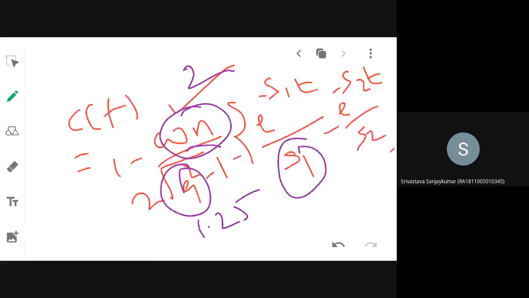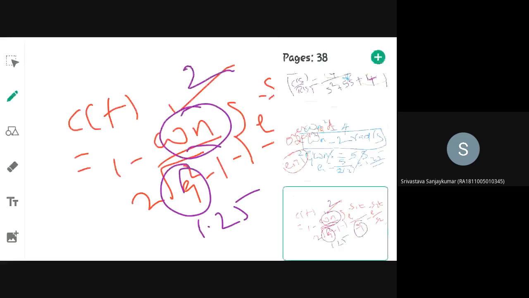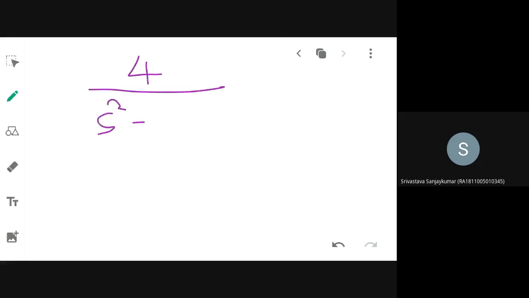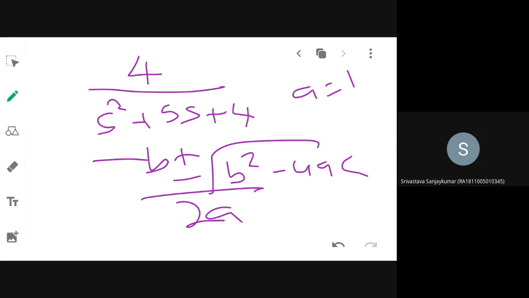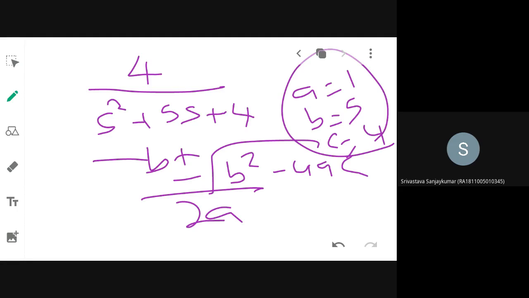So how will you find the roots? The closed loop transfer function you got is s squared plus 5s plus 4. Use the formula minus b plus or minus root of b squared minus 4ac divided by 2a. Here a is 1, b is 5, c is 4. For an overdamped system, the roots will be real and unequal.